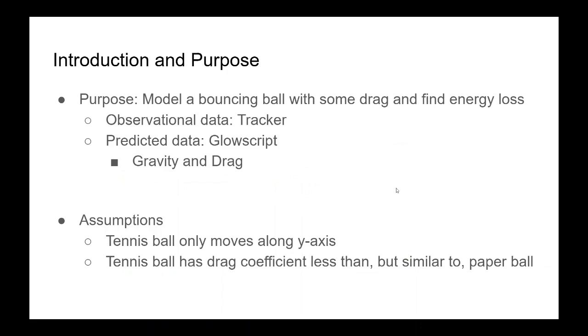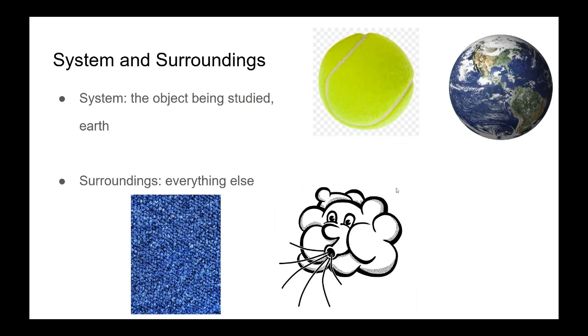And the purpose of my lab was to model a ball that bounces back up after hitting the ground and using drag to find other energy losses that could be happening. So I combine observational tracker data with GlowScript model data that factors in both gravity and drag to do this. I do make a couple assumptions. One is that the tennis ball only moves up and down, not left and right, as you will see actually does happen. And that the tennis ball has a drag coefficient that's less than but similar to the paper ball that I dropped in a previous lab.